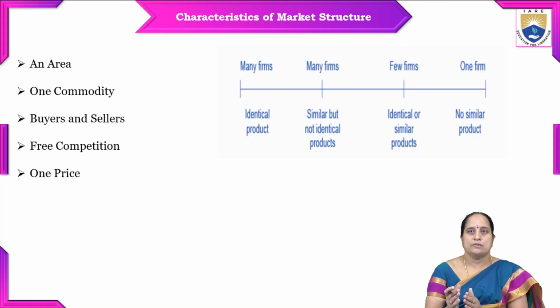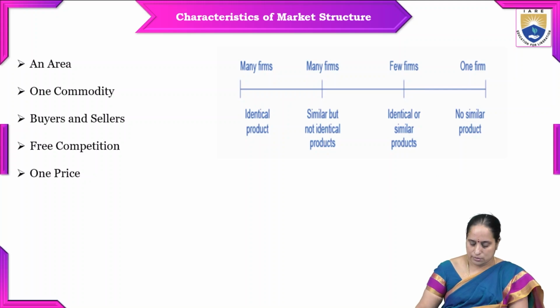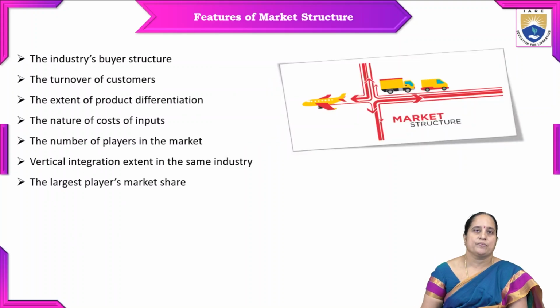So there are different kinds of firms. We'll decide if you have a large number of firms producing homogeneous goods and services, which means identical products. Many firms may produce similar but not identical products, a few firms produce identical or similar products, and one firm has no similar product. So these are the characteristics of market structure.